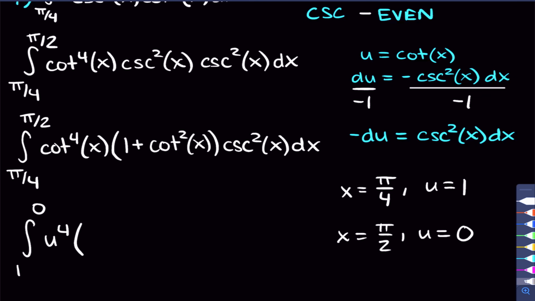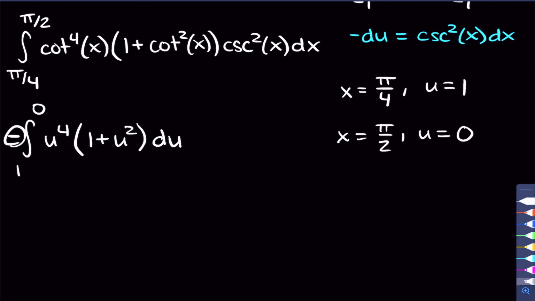1 plus cotangent squared is going to be a 1 plus u squared. And then cosecant squared dx is a negative du. So we're going to put our du here, and I'll put the negative on the outside of the integral. Now, what the negative can do outside of the integral is it can switch the bounds of the integral. So what I'll do is I'll rewrite this as the integral from 0 to 1, right? And now it'll be a positive integral now. The negative got used up when it changed the bounds.